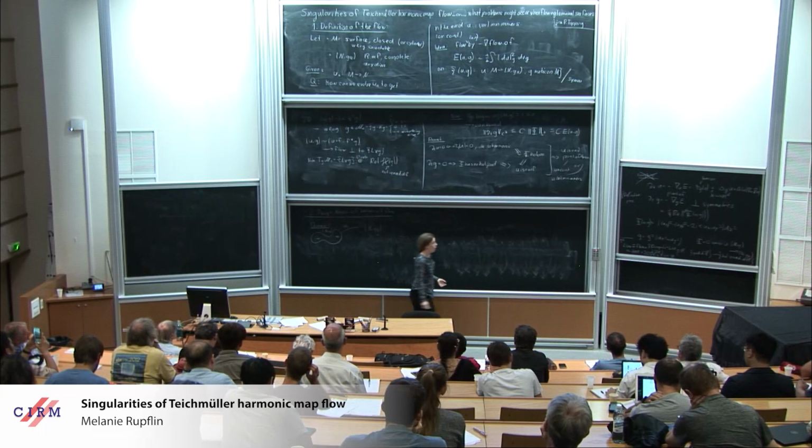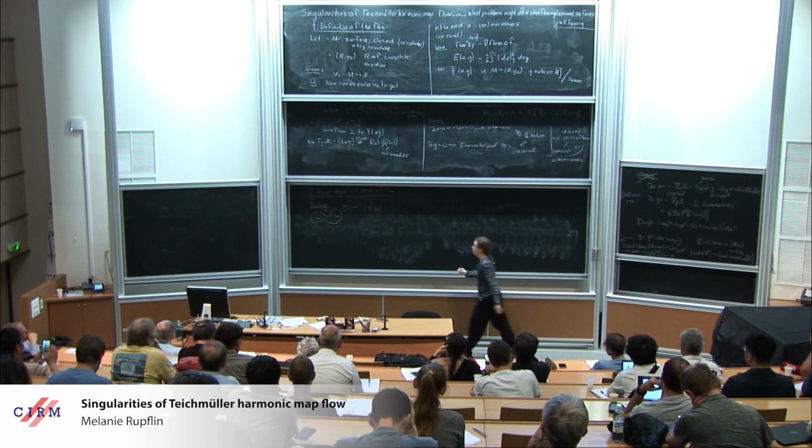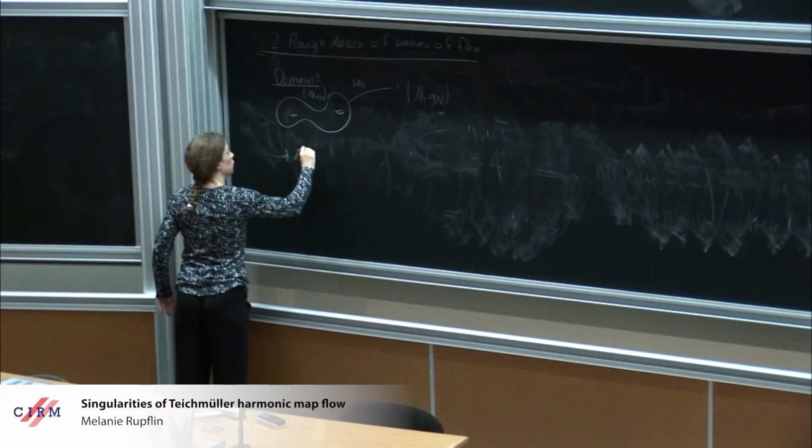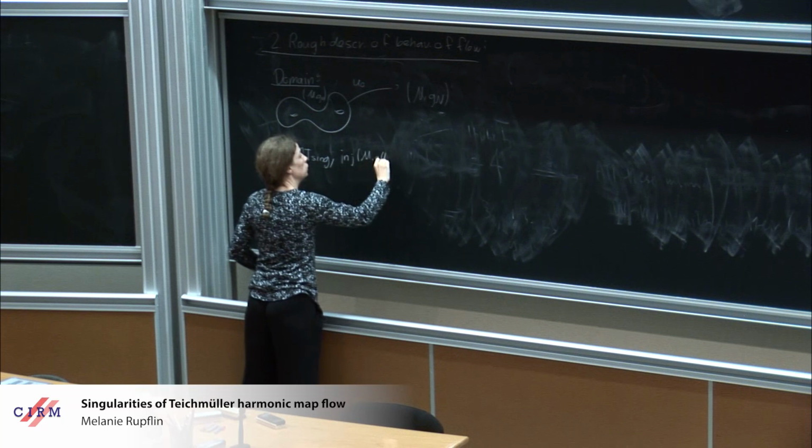And then depending on how this singularity looks, the picture is quite different. So let's first talk about the simple type of singularities. So let's assume that t goes to a singular time, but the injectivity radius remains bounded away from zero.